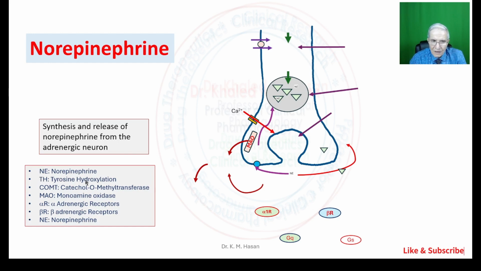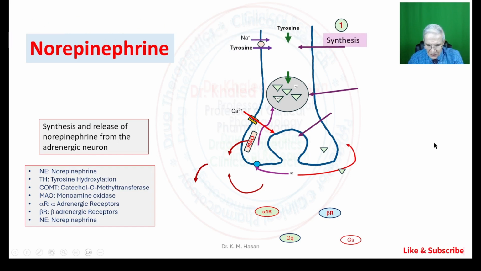NE stands for norepinephrine. TH stands for tyrosine hydroxylase, an enzyme. Then we have COMT, another enzyme, catechol O-methyltransferase. Then we have another enzyme, monoamine oxidase, MAO. Alpha R stands for alpha adrenergic receptor, and beta R stands for beta adrenergic receptor. Okay, so I will start clicking and see what we have here.